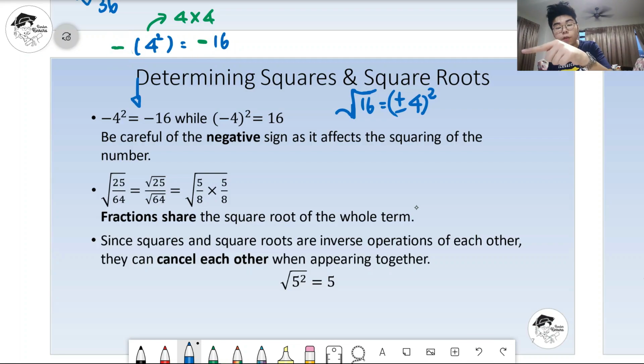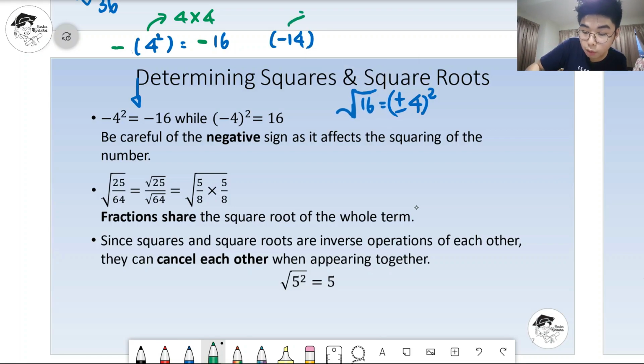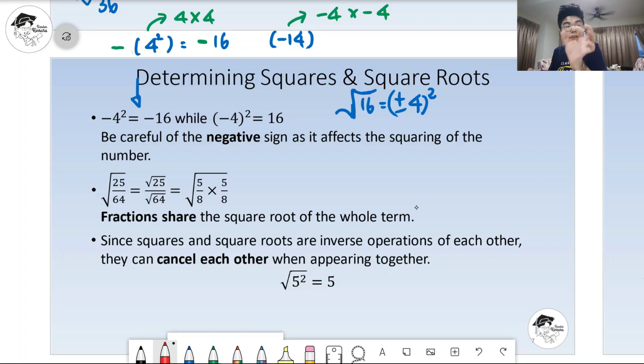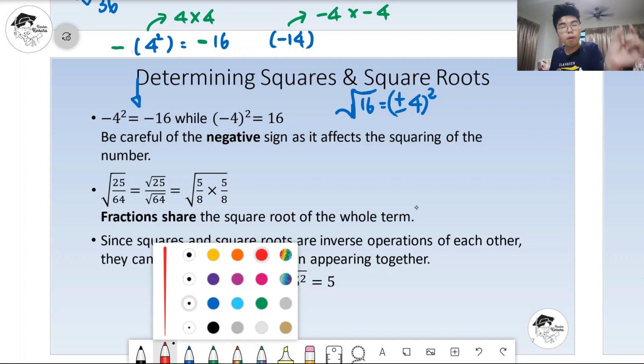Because if we do a different way, I put the negative inside the bracket. I put the negative inside the kurungan. What happens is, now, what do I have to do? I have to now do a negative 4 times negative 4. Do you see the difference? One, the negative symbol is outside. The other, the negative symbol is inside.